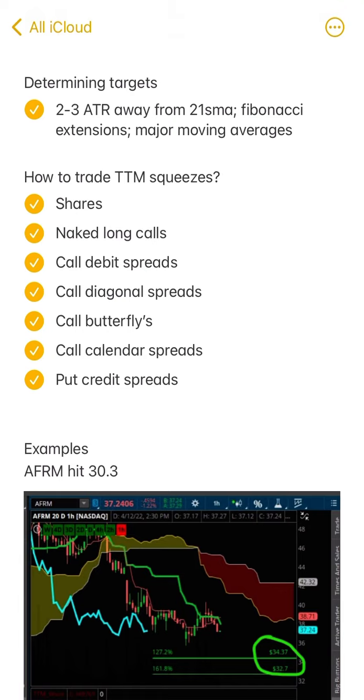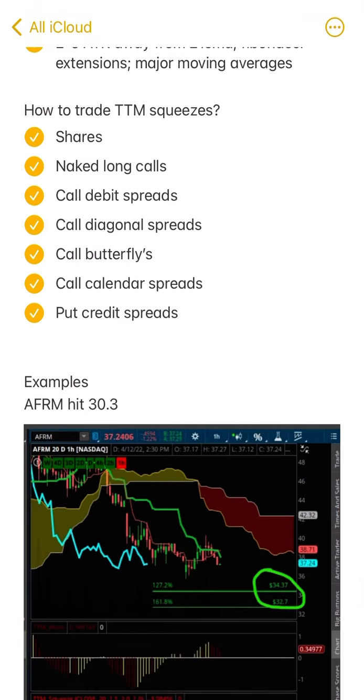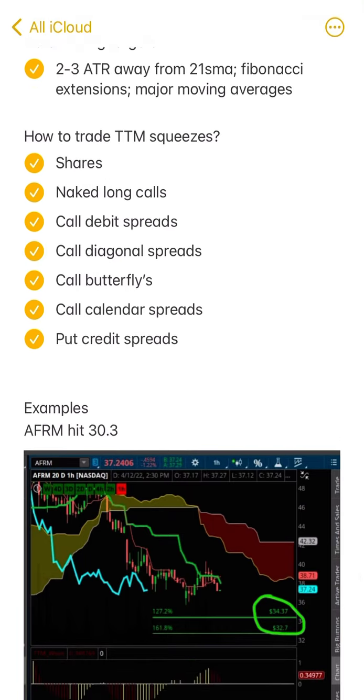Okay. And you want to look to exit the put credit spread at 50 to 75% of max profit. Okay. So just something to keep in mind. But just like I said, the more bullish you are, the more you're going to want to do one of those bullet points higher up there.